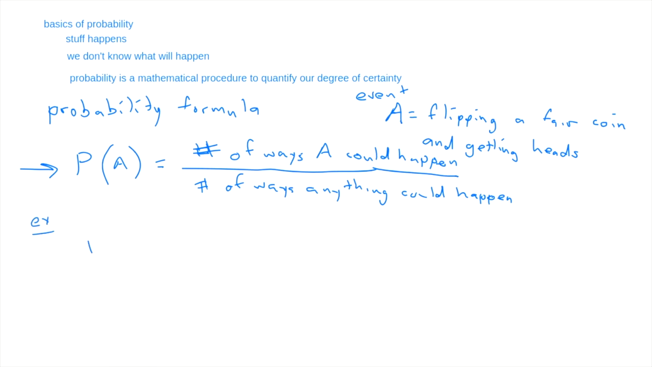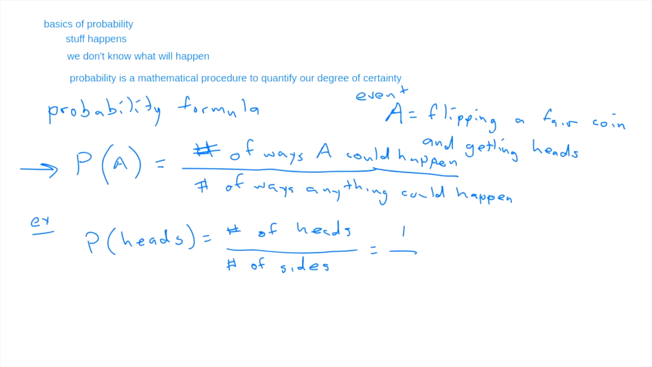Example: the probability of getting heads is the number of heads divided by the number of ways it can land. I'm going to call this the number of sides. And how many heads are there? Well, I think there's one. And how many sides are there? On a regular coin, there are two. And this is really, really nice.